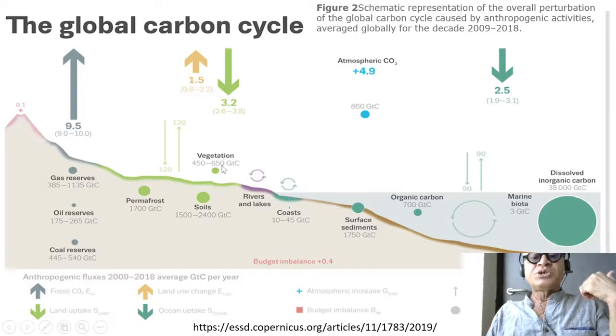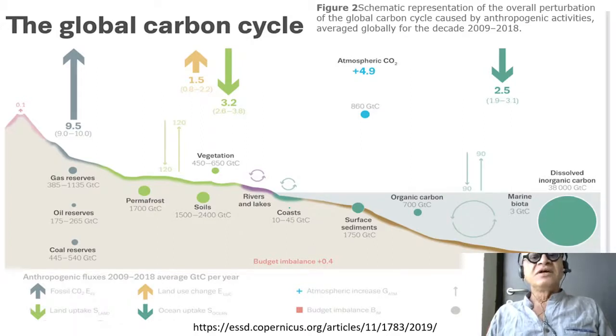Okay, so vegetation, there is our terrestrial carbon pool. Soils, pretty big, 1500 to 2400 gigatons. So you can see the ranges of uncertainties here are quite large. This is 385 to 1135. This is 450 to 650, 1500 to 2400, and so on. So coasts, very vulnerable to perturbations. Surface sediments, in the water, ocean, you have organic carbon and inorganic carbon. So dissolved inorganic carbon is obviously the biggest pool you see on this map.